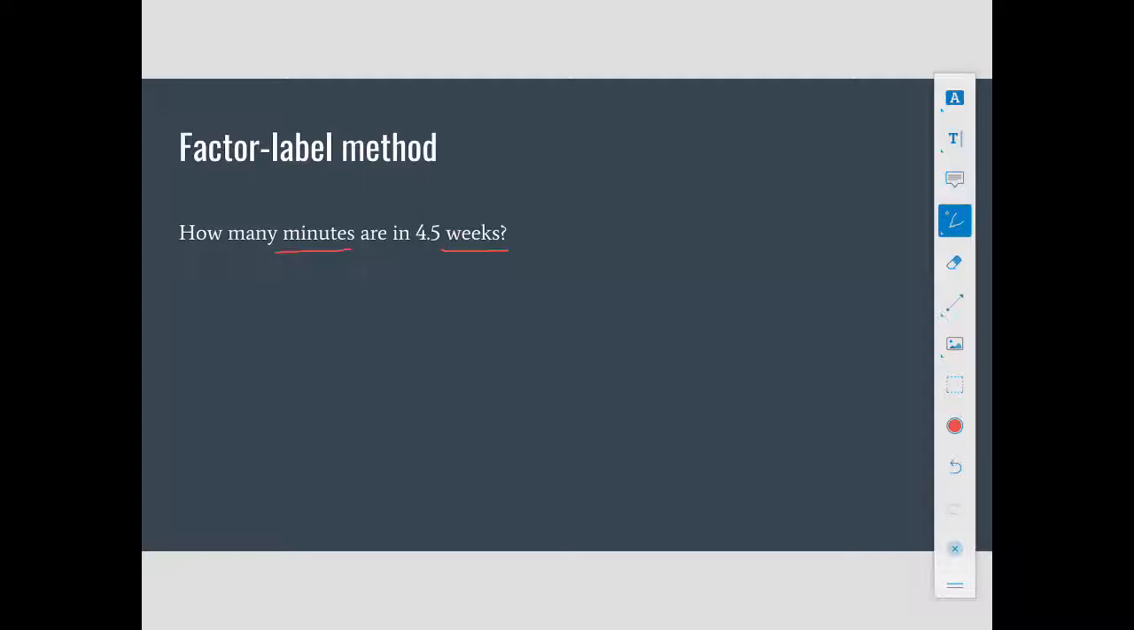We'll use this method a lot this year, and it can be difficult to grasp, so I'm going to try and go pretty slow here. The first thing we need to do for this type of problem is go through our problem and see what units we're in and what we're trying to get into. In this problem, how many minutes are in 4.5 weeks? What we are in is weeks, and we're trying to get into minutes. So I'm going to write, weeks to minutes.